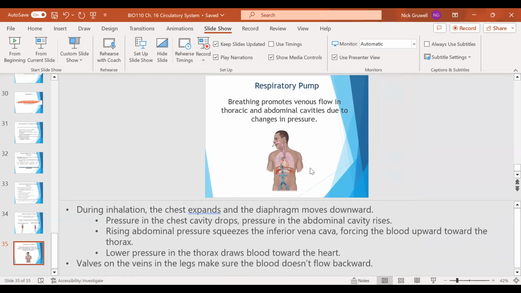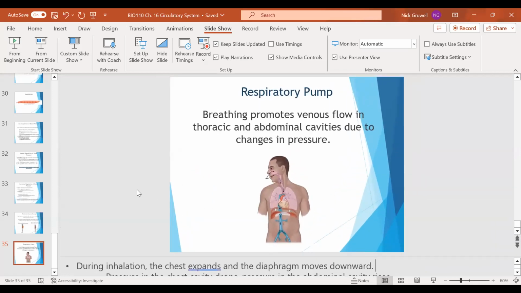During inhalation, our chest is going to expand. The diaphragm is going to move down. We're going to have a drop in our chest cavity pressure, but a rise in our abdominal pressure. That rising pressure down here from us breathing in is going to push blood up into the inferior vena cava and towards the chest cavity. And then that lower pressure in our chest cavity, or thorax, is going to bring the blood to the heart. So our skeletal muscle pump and our respiratory pump are two systems our body uses to help aid venous return.